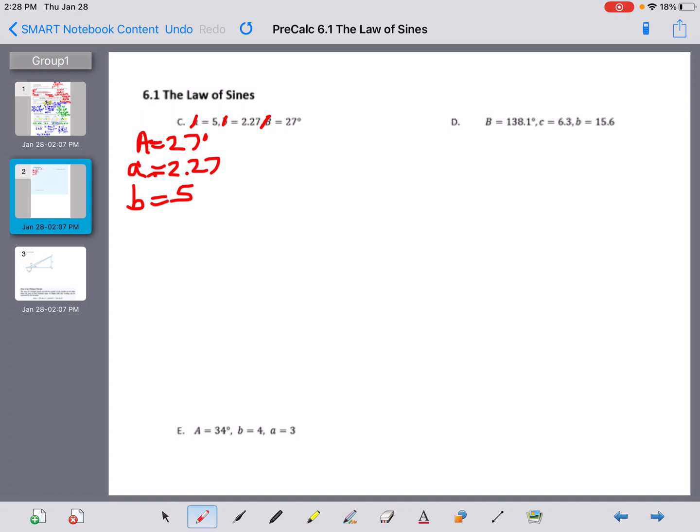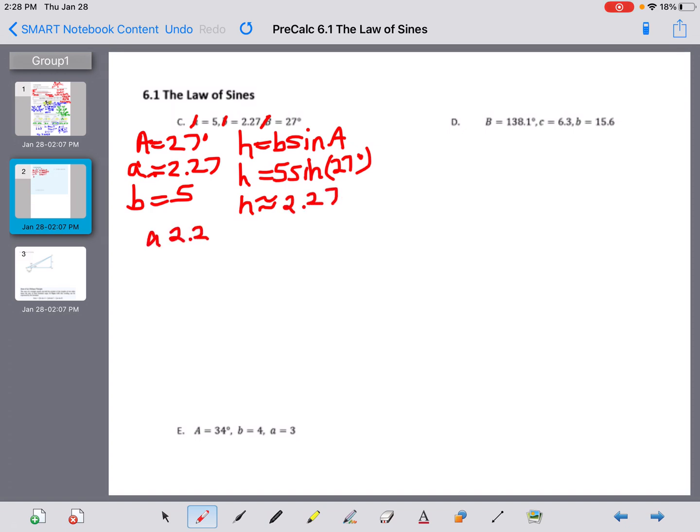Okay, so once again, I'm going to do my height, which is going to be B times the sine of A. My B was 5, my angle is 27. I run that through my calculator. It might still be in my calculator, and I get 2.27. My a was 2.27, my H is 2.27, and they are equal. Well, if that's the case, what kind of triangle do I have? A right triangle, right? So I have a right triangle.